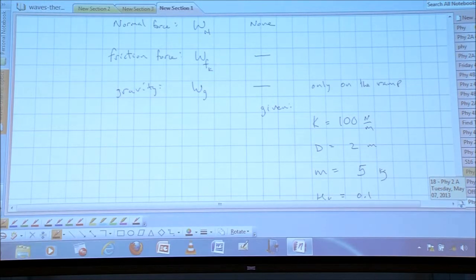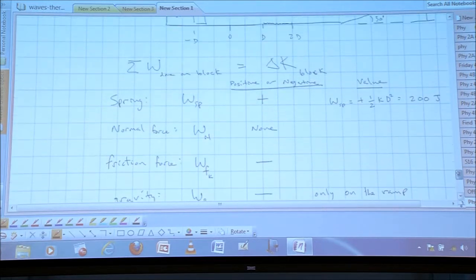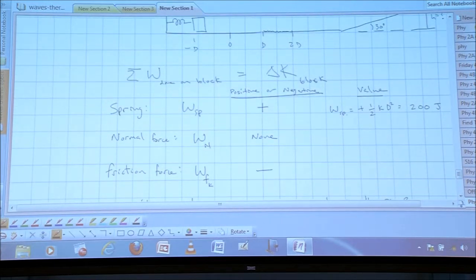We good with the work done by the spring? 200 joules, did you get that? It's 1/2 kx squared, right? 1/2 times 100 times 2 squared. I think that's 200.